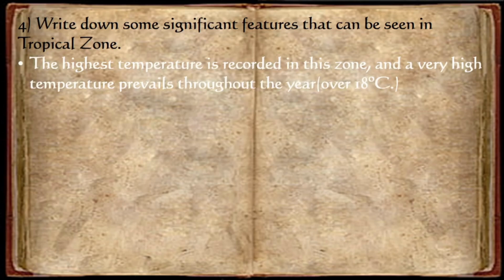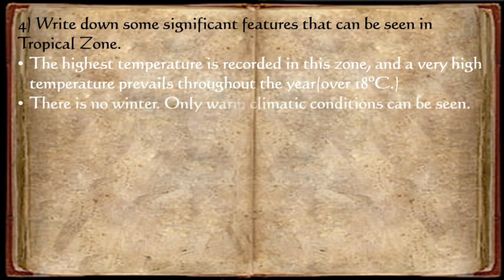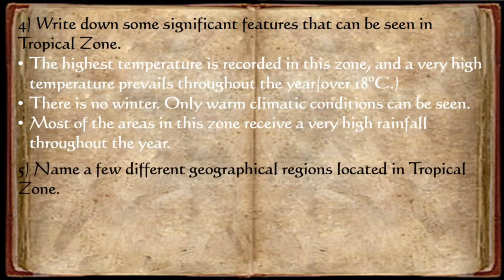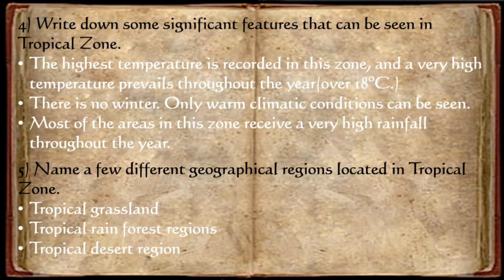Write down some significant features that can be seen in tropical zone. The highest temperature is recorded in this zone, and a very high temperature prevails throughout the year, over 18 degrees Celsius. There is no winter, only warm climatic conditions can be seen. Most of the areas in this zone receive a very high rainfall throughout the year. Name a few different geographical regions located in tropical zone. Tropical grassland, tropical rainforest regions, tropical desert region.